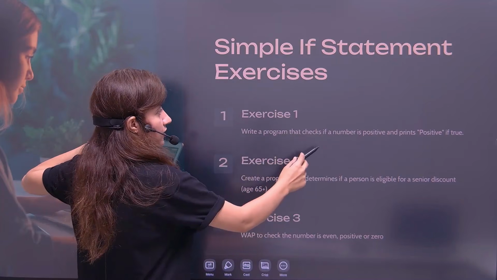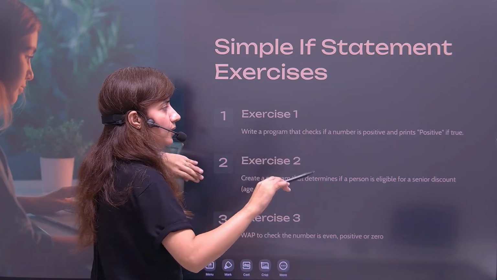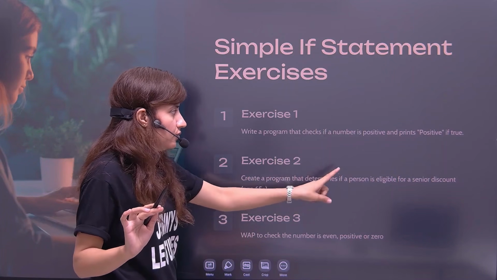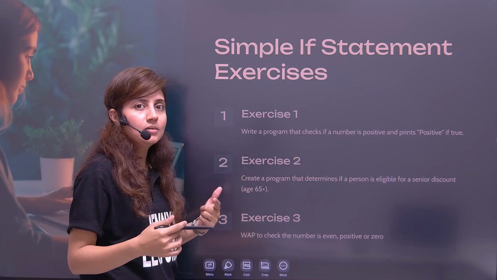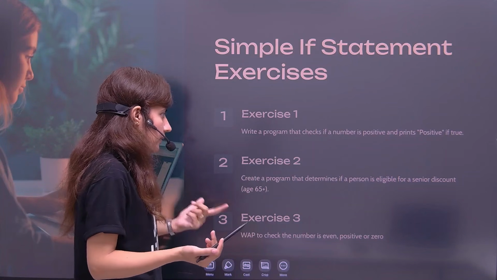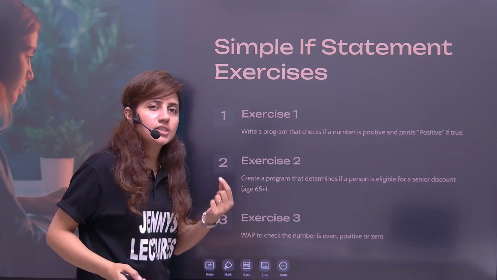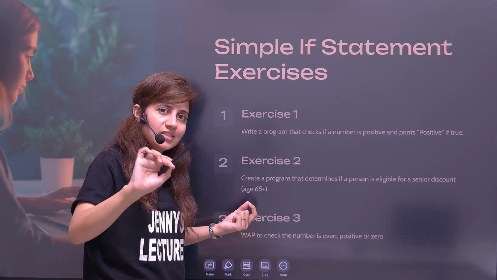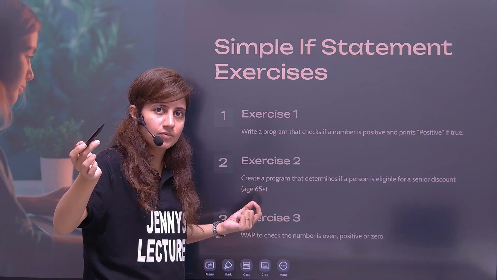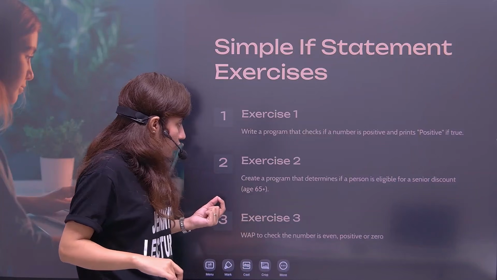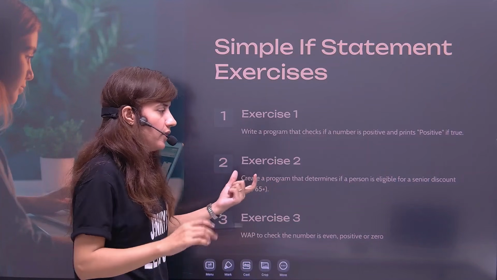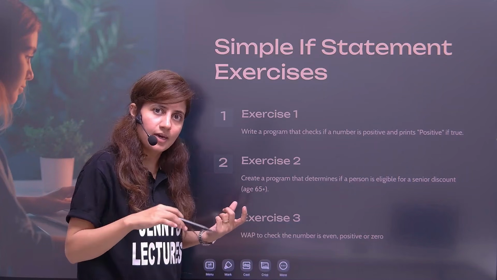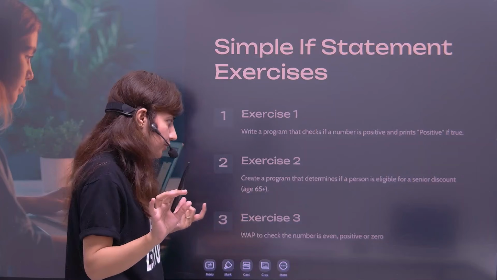Write a program that checks if the number is positive and print positive if true. Simple. Write a program that determines if a person is eligible for a senior citizen discount. The condition is age 65 plus, or you can say 65 and more than 65. So you have to write whether the person is eligible or not. Only one condition you need to check.